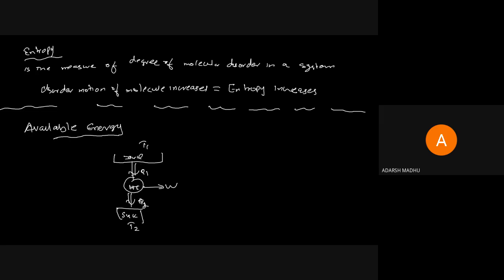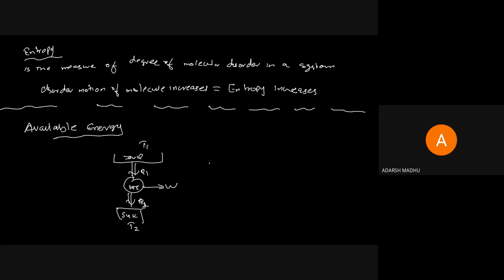Some of Q1 goes out as work, and the rest goes down to the sink. So the maximum amount of energy Q1 which we can convert into maximum work is known as available energy, and the rest of the energy which we release into the sink is known as unavailable energy. So there are mainly two types of energy in a system: available energy and unavailable energy.